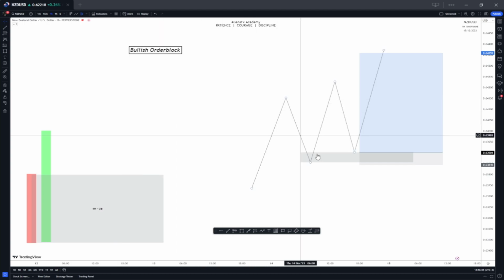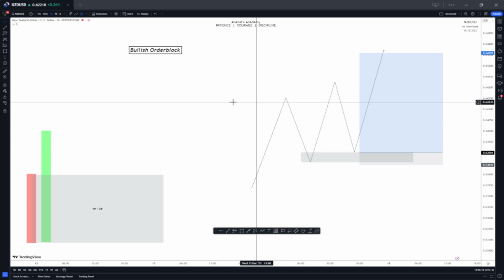Now I'll explain why this is the order block in a minute. Okay, or in the next topic, because I want to focus individually on the parts of the ICT so that I can teach you as much information as possible.